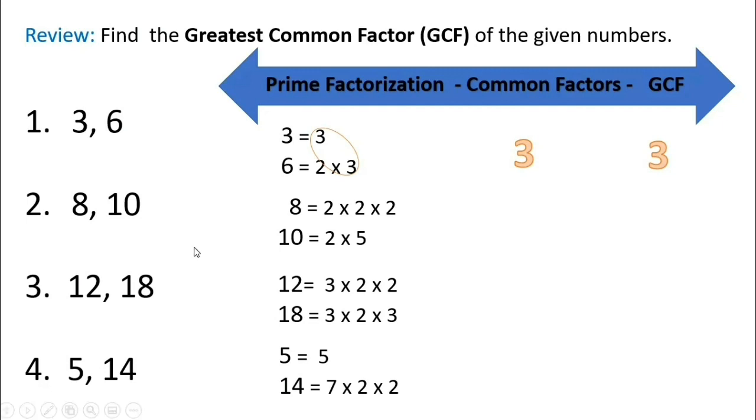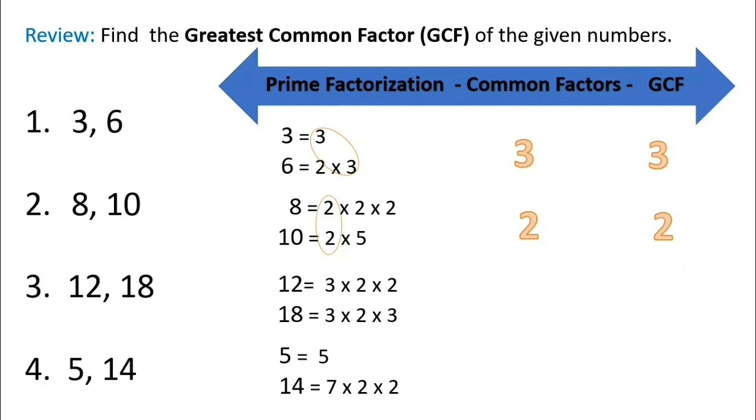So, for number 2, we have 8 and 10. So, ang prime factorization ni 8 ay 2 times 2 times 2. So, pag pinag-multiply mo yan, 8 yung magiging sagot. And then, si 10 naman ay 2 times 5. So, alin naman yung common factors niya? Tama, 2. So, sulat lang natin si 2. Therefore, ang kanyang GCF ay 2.